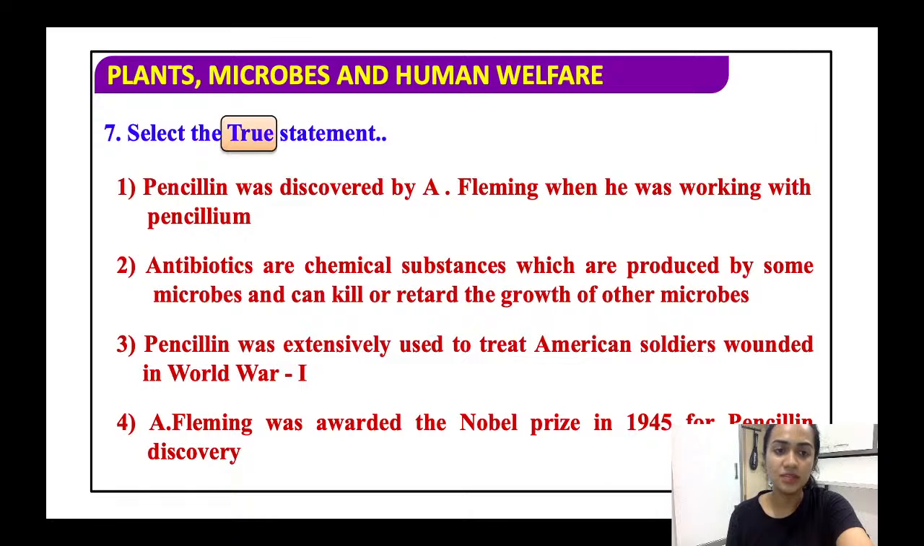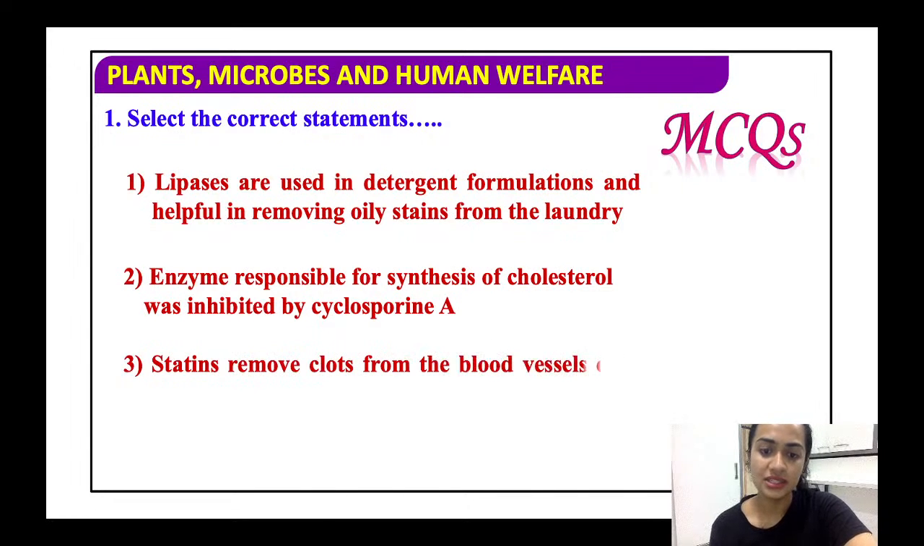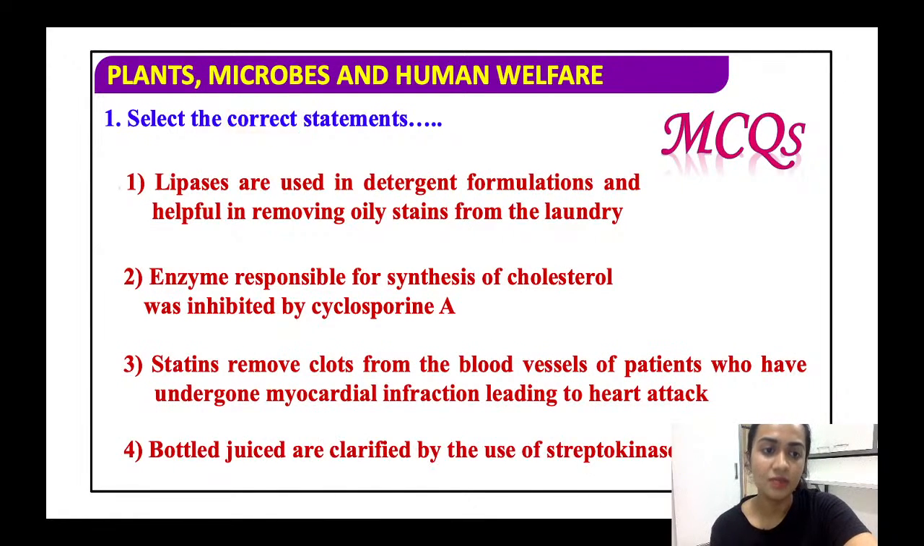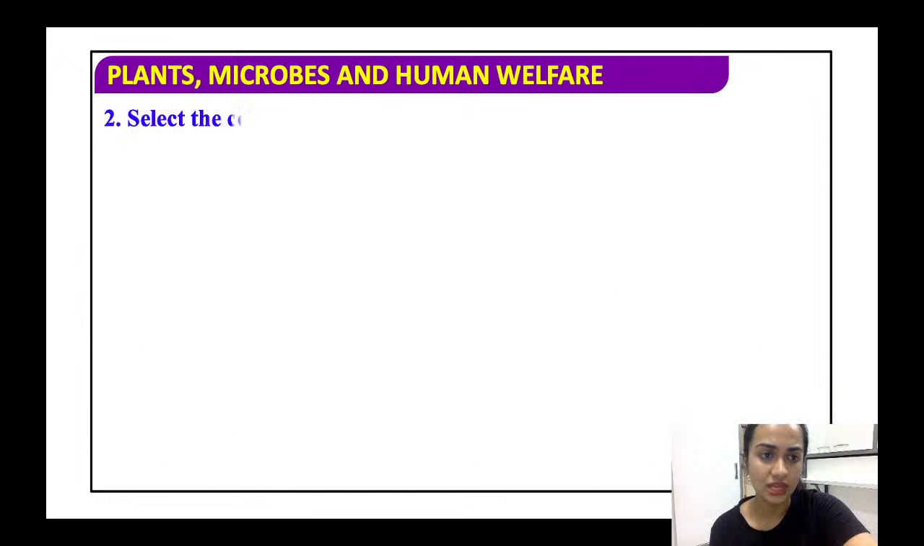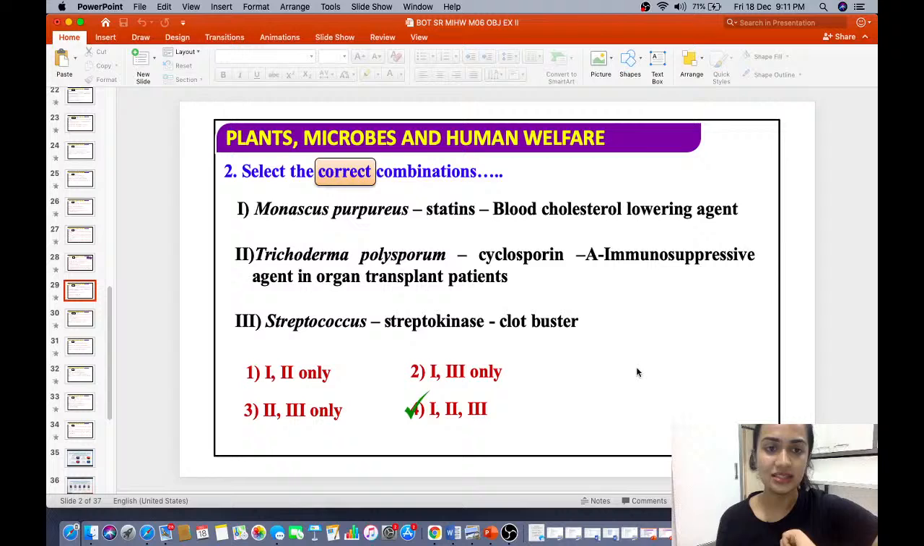The true statement: penicillin was discovered by Fleming when he was working with penicillin. Okay? Antibiotics are chemical substances which are produced by microbes and can kill or retard growth of other microbes. The second one is the right statement, and it is also the definition of antibiotics. So this is the same thing that we saw. So the right answer is that lipases are used in. I think it is repeated. So yes, that's it for today.